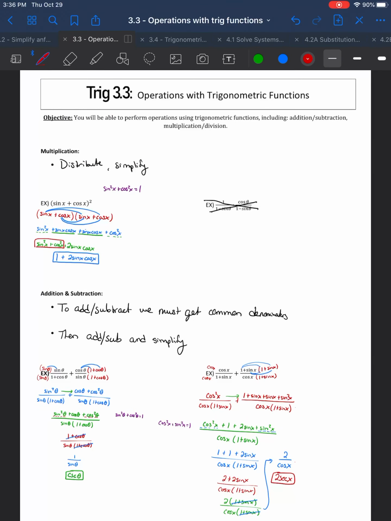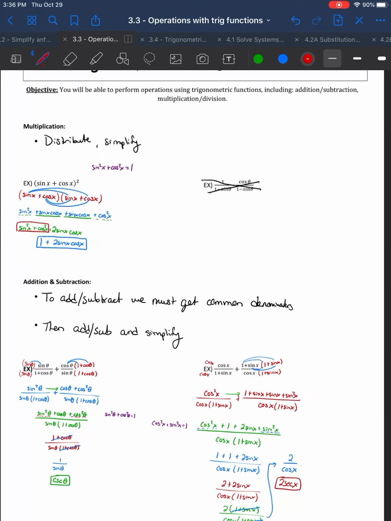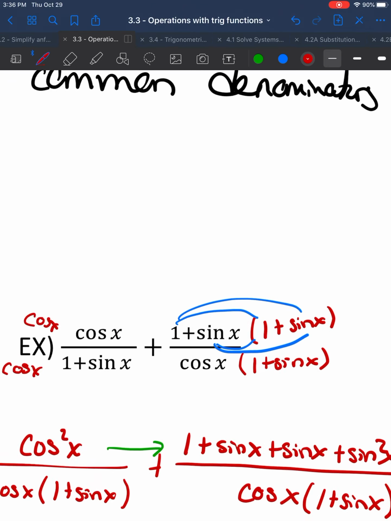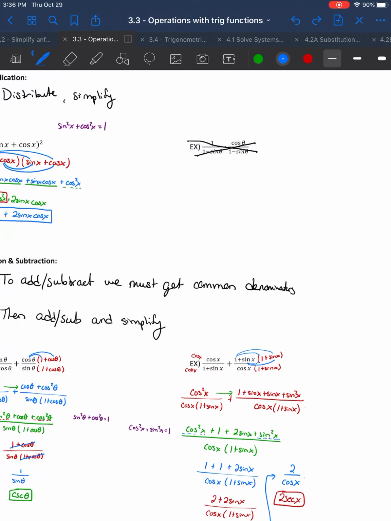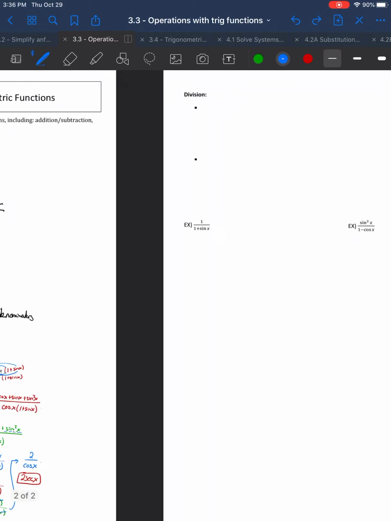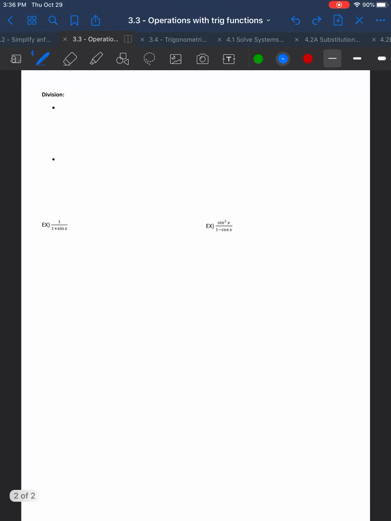If you need any additional help with the adding and subtracting, just let me know. My one caution to you on a subtraction problem, and I'll erase this here in just a second: if this had been a minus sign, make sure you turn it into a positive and switch the signs of the numerator. That way you get your positives and negatives in the right place, okay?